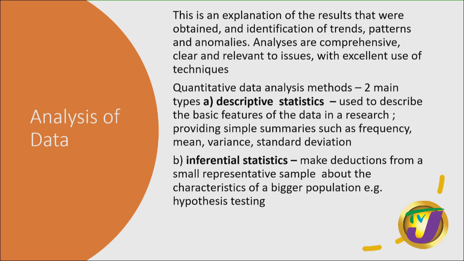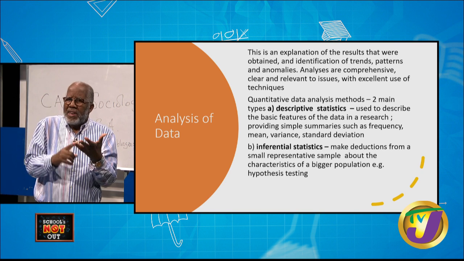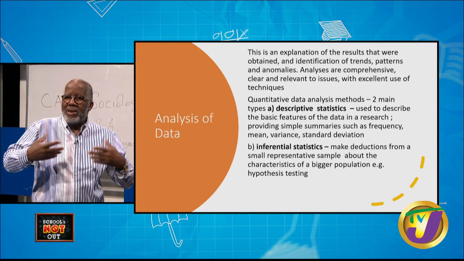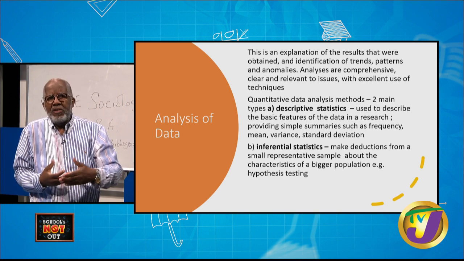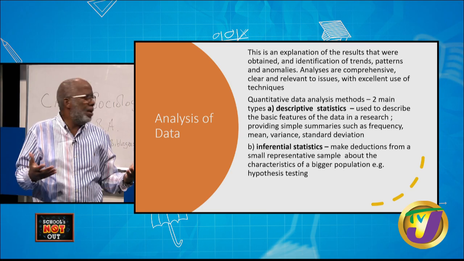So we use quantitative data analysis, two main types. We have descriptive analysis, used to describe the basic features of the data in a research, and we also have inferential statistics. So it might sound difficult, but it's not difficult. Because at the sixth form level, we expect that you'd know basic things like mean, variance, and modes, and so on. We expect that at sixth form. When you are presenting the data, you'd want to explain to us that the mean average for the class was so much, the mean average for the grade was so much. That is not so difficult.